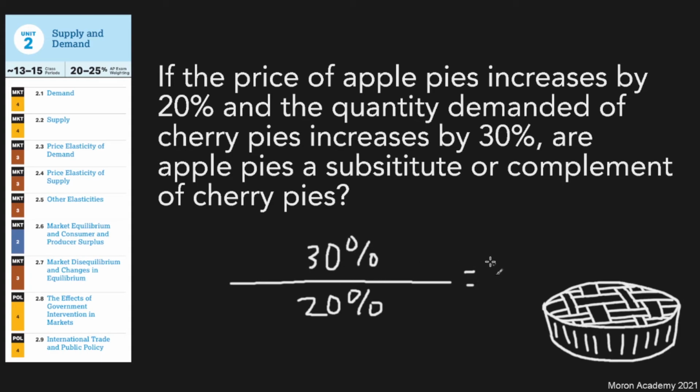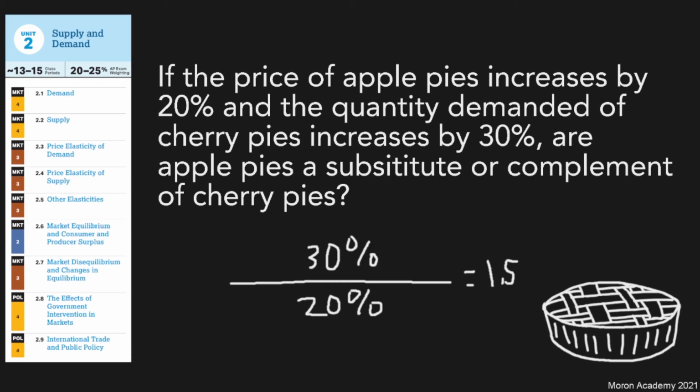This equals 1.5. But it's not the value itself that matters. It's whether or not it's positive or negative. And in this case, it is positive. And if it's positive, it is a substitute. So we can say that apple pies and cherry pies are substitutes to each other.